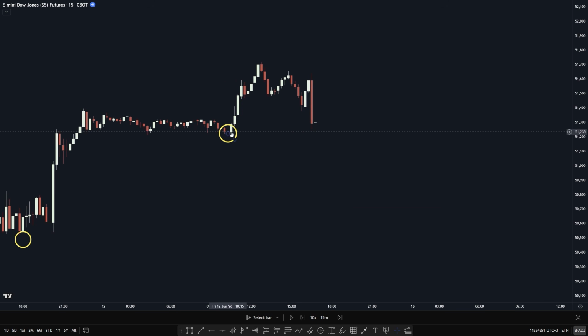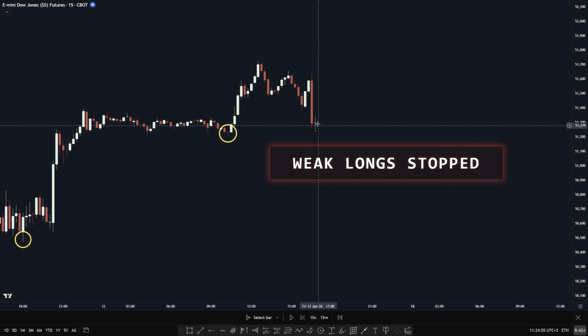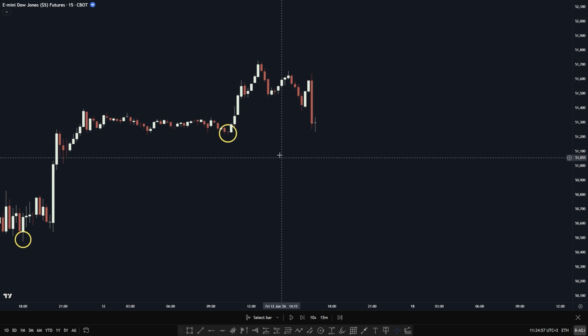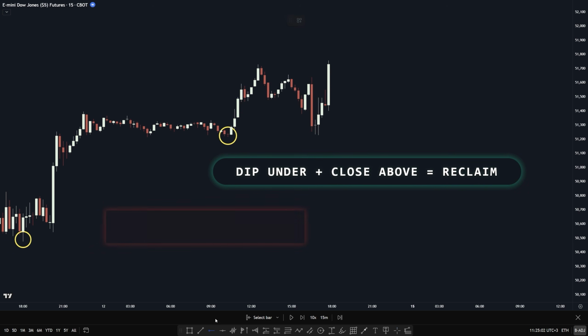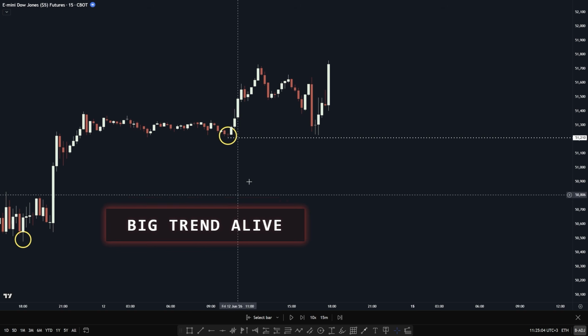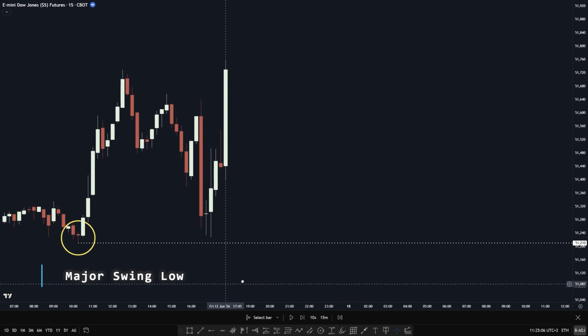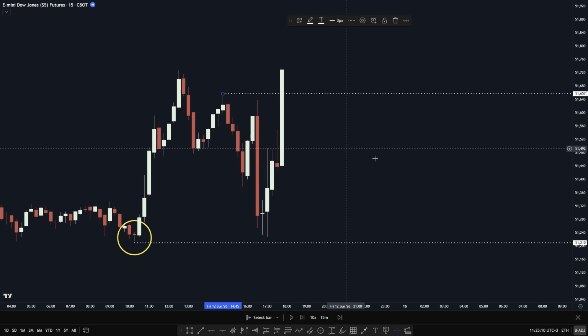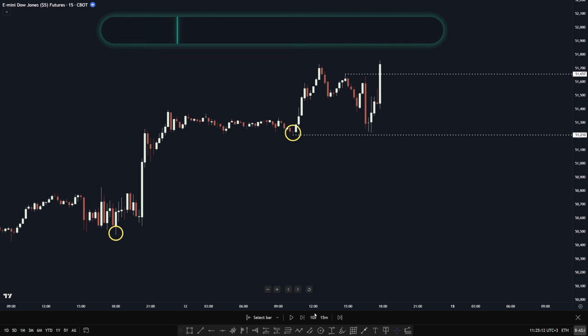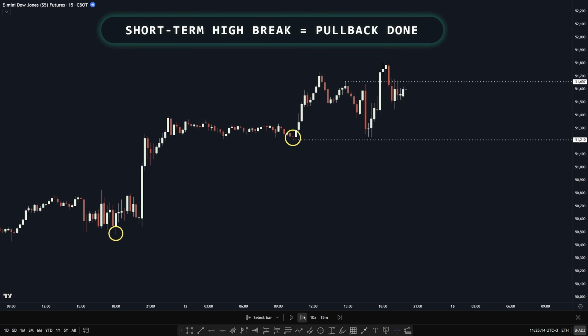A few candles later, price dips under the higher low, stops weak longs, pulls in breakout sellers, and then closes back above the level. The bigger uptrend is still alive because price has not broken the major swing low. Now I watch the short-term lower high from the pullback. Price breaks above it, and that tells me the pullback may be finished.